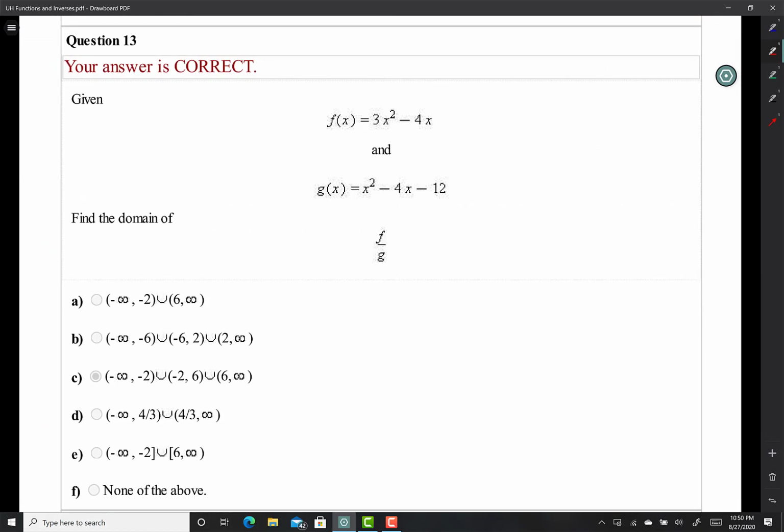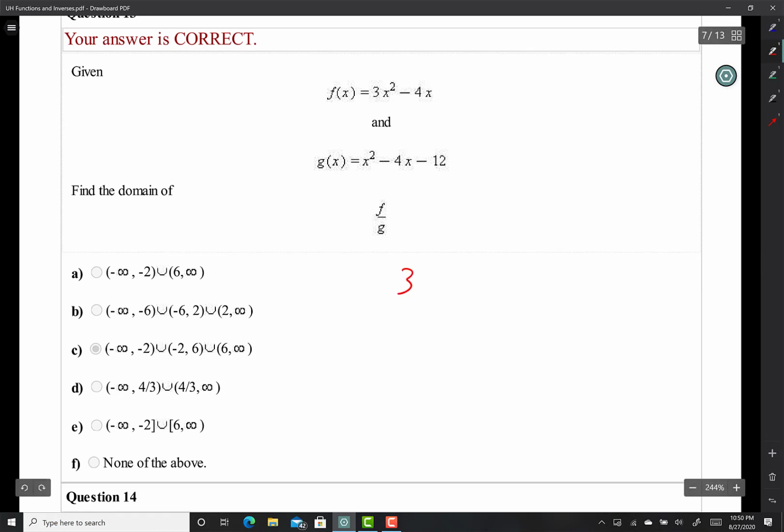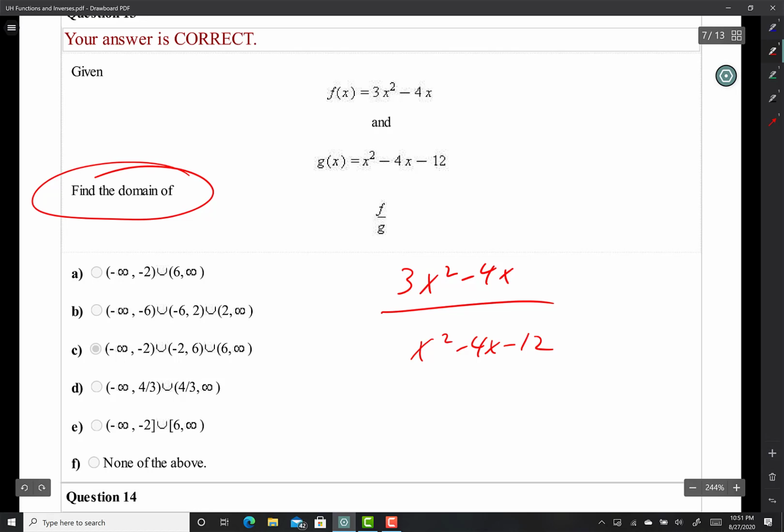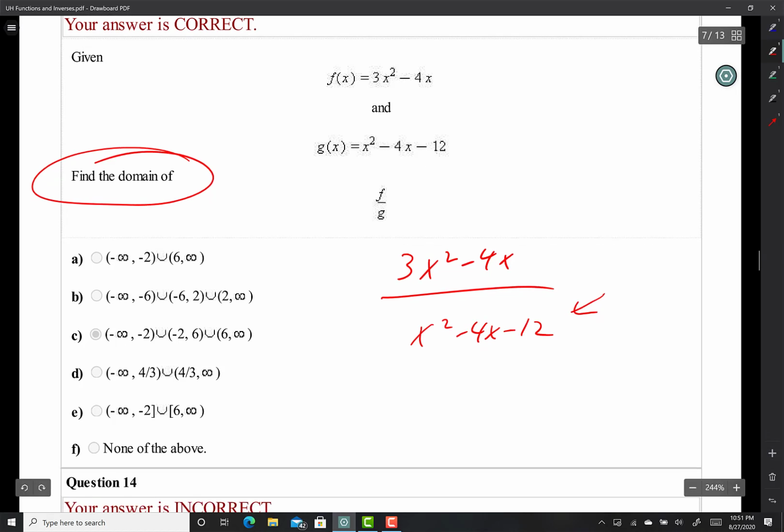This is just like number 1, guys. You have something over something. They tell you what f and g are. So for f, I just type 3x squared minus 4x. For g, I type x squared minus 4x minus 12. They want the domain. You don't even care about the numerator. You just focus on the denominator. So I'm going to find my zeros. Why am I going to find my zeros? Because you can't divide by 0, guys.